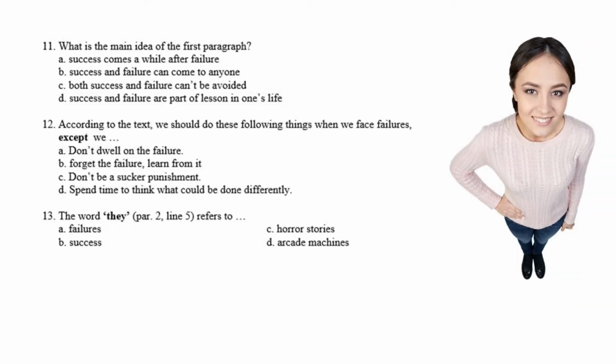11. What is the main idea of the first paragraph? A. Success comes a while after failure. B. Success and failure can come to anyone. C. Both success and failure can't be avoided. D. Success and failure are part of lesson in one's life.